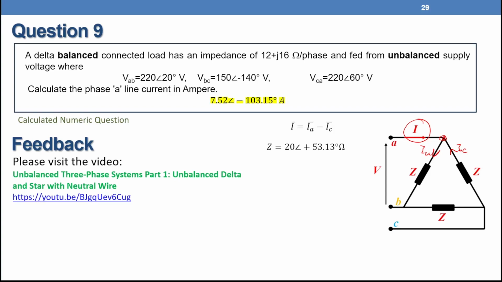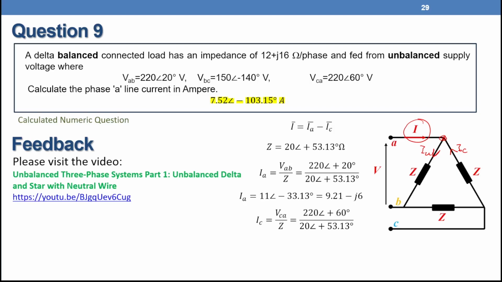So Z in polar form equals 20 angle 53.13. So IA equals VAB over Z. So IA equals 11 angle minus 33.13, and in the rectangular form it will be 9.21 minus j6. We're going to calculate IC as well, VCA over Z. So IC in the polar and rectangular form is as shown here. So we can calculate the line current, which is IA minus IC, equals 7.52 angle minus 103.15.